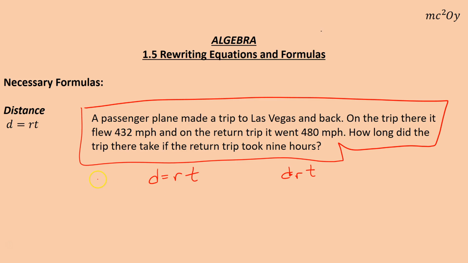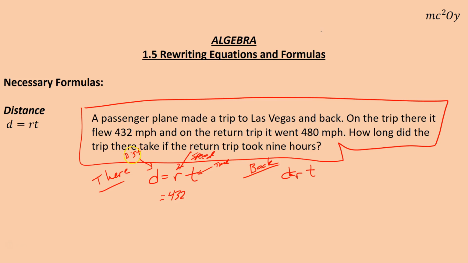Okay, so this would be going there, and this one would be coming back. All right, so distance equals rate times time. We're going to have it twice here. All right, and so on the trip there, you flew a rate of 432 miles per hour. Remember, this is like your speed. Okay, and this is your time. Okay, and this is your distance.